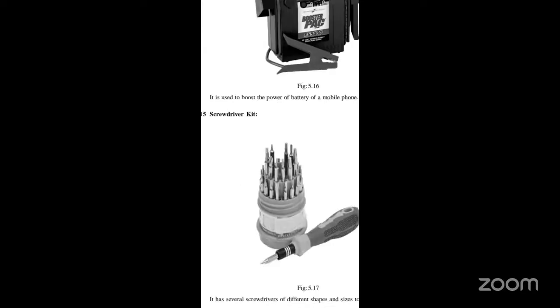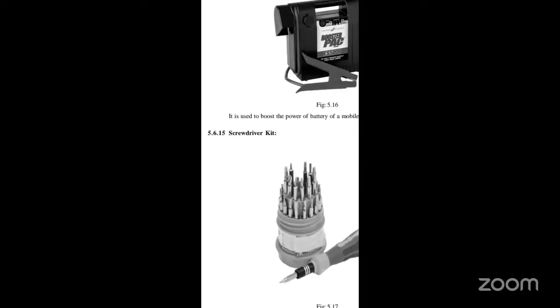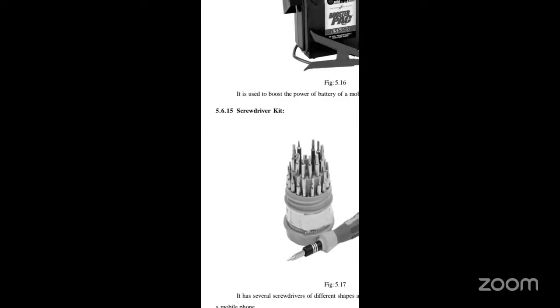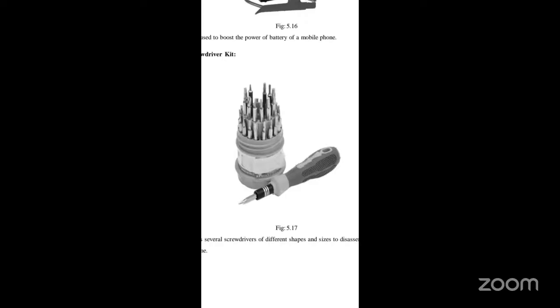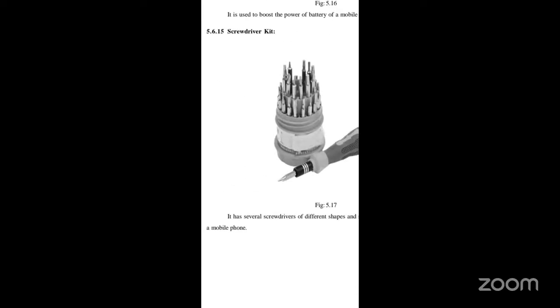Next, battery booster. It is used to boost the power of the battery of a mobile phone. Next one, screwdriver kit. It has several screwdrivers of different shapes and sizes to disassemble and assemble a mobile phone. To disassemble and assemble the mobile phone, we are using the screwdriver kit.